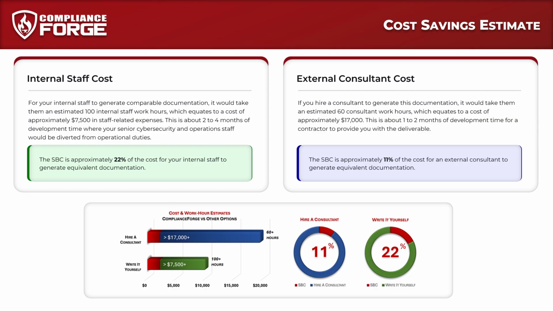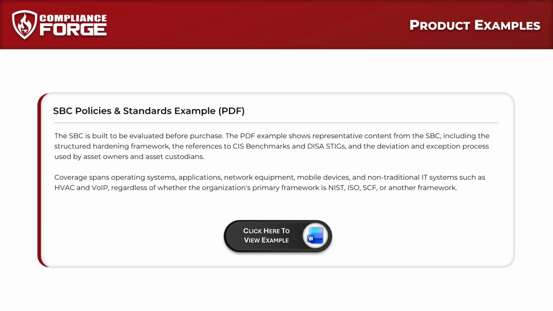from operational duties. If you hire a consultant to generate this documentation, it would take them an estimated 60 consultant work hours, which equates to a cost of approximately $17,000. That is about 1 to 2 months of development time for a contractor to provide you with the deliverable. The SBC is approximately 22% of the cost for your internal staff and approximately 11% of the cost for an external consultant to generate equivalent documentation. The product itself is $2,175.